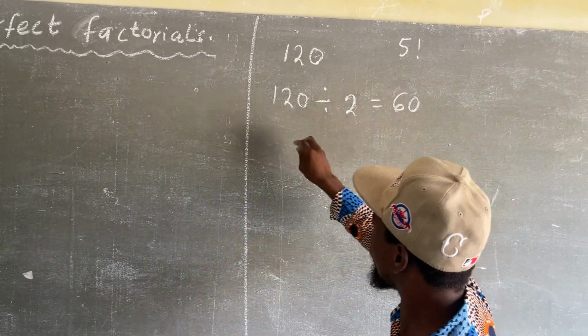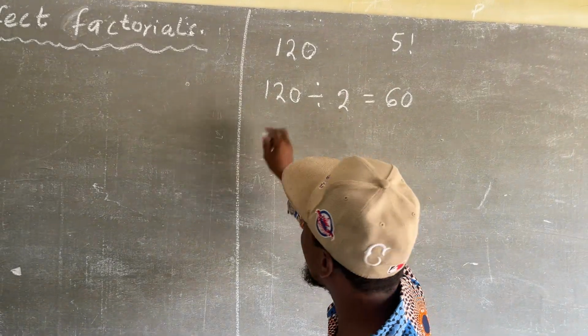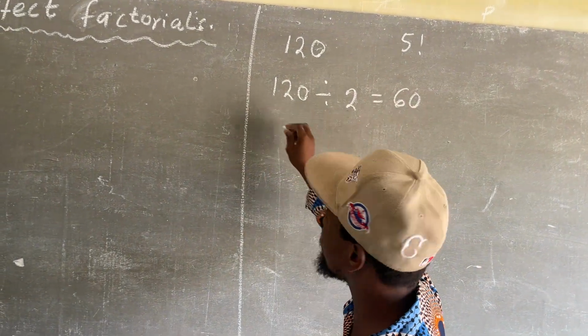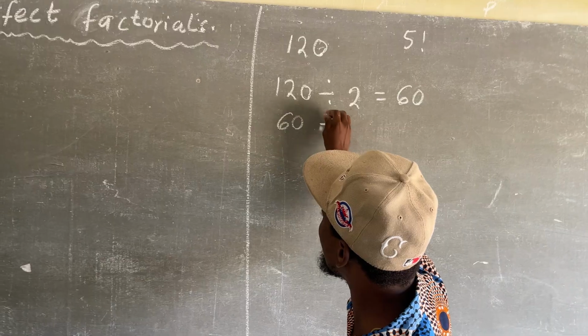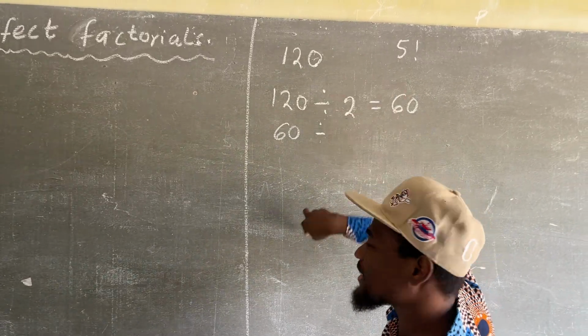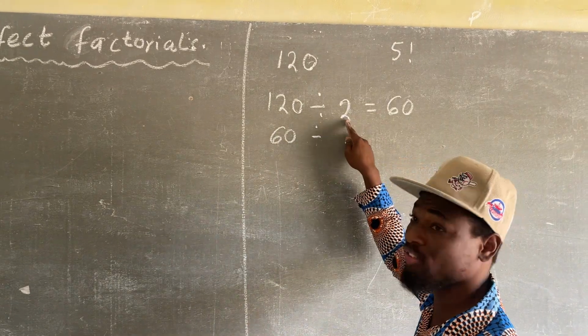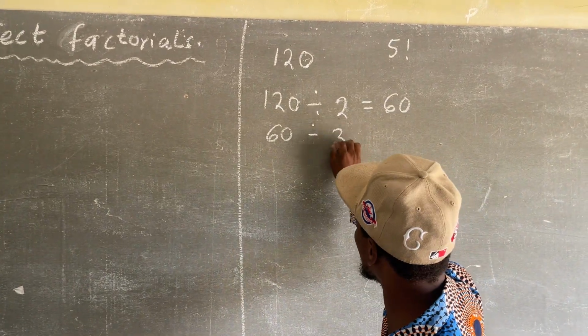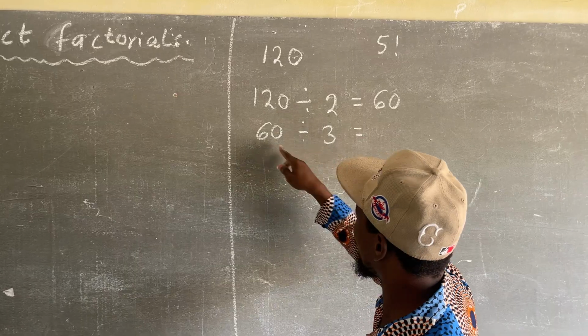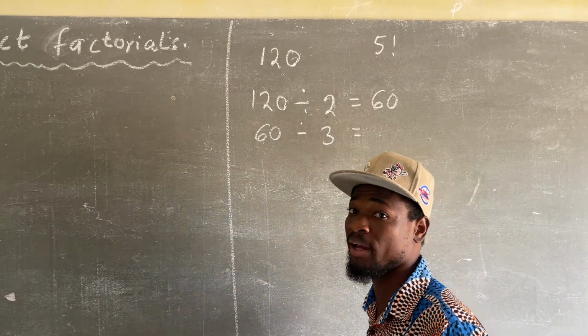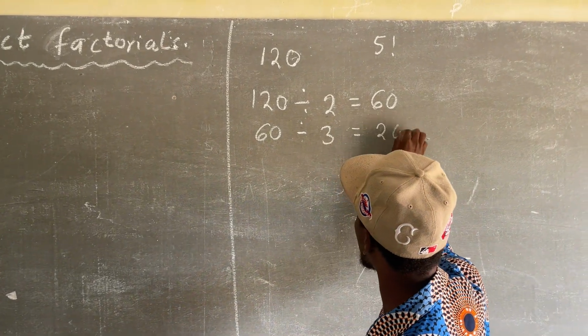Then your next number is 60. You divide it by the next divisor after 2, and the next divisor after 2 is 3. So 60 divided by 3 is 20.